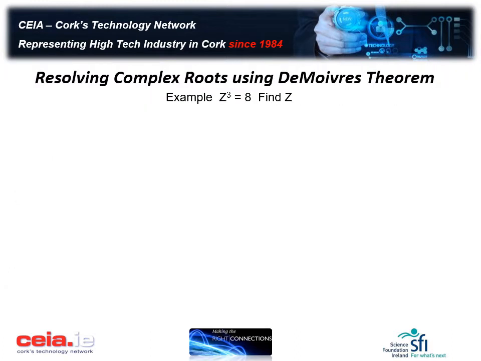So the second kind of problem that might be asked to solve using De Moivre's theorem is resolving complex roots, getting roots of a complex number. Now, in the first example, where we were asked to resolve binomial expansions of complex numbers, I've never seen a question come up where you will be explicitly asked to solve a binomial expansion of complex numbers using De Moivre's theorem. I've never seen that come up as a question.